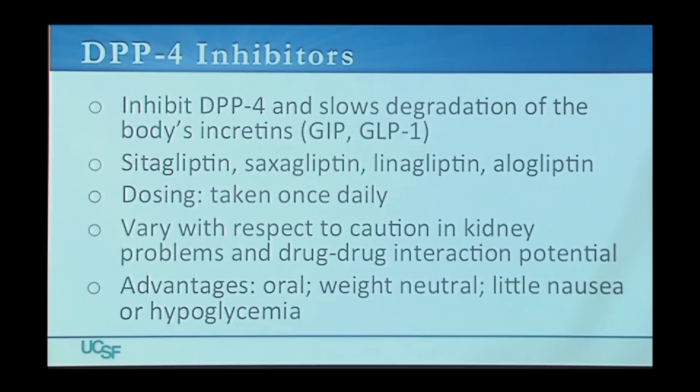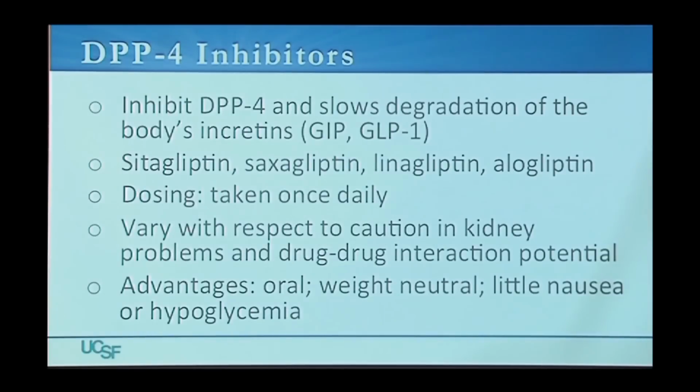DPP-4 inhibitors. How these are working is we're not replacing GLP-1 hormone. We're just slowing down our own body's hormone degrading, so the hormone is degraded more slowly. So it inhibits the enzyme, the DPP-4, and thus slows the degradation of our body's incretins. And we have 4 available. What's unique with them is these are pills. They're not injected like the previous class of medicines, and they're taken once a day.